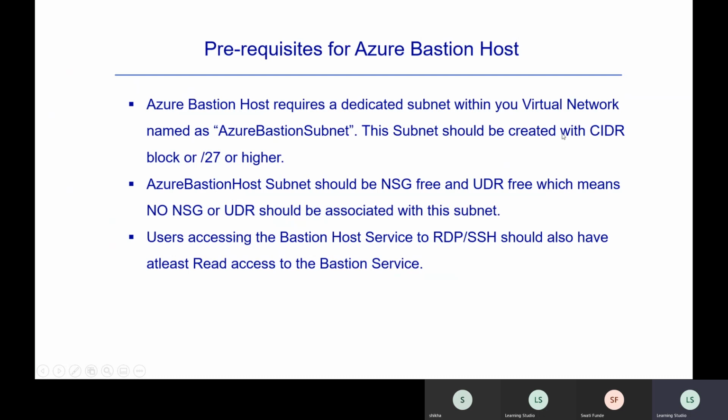And this subnet should be created with a CIDR block of /27 or higher. It should be off here. There's a typo, sorry for that. So this subnet should be created with /27 or higher. And then when you're creating the Azure Bastion host subnet, you have to make sure that it is not assigned with any NSG. So it is NSG free and it should be UDR free. So UDRs are also not supported for the Azure Bastion host subnet.